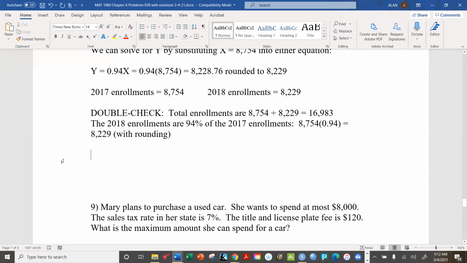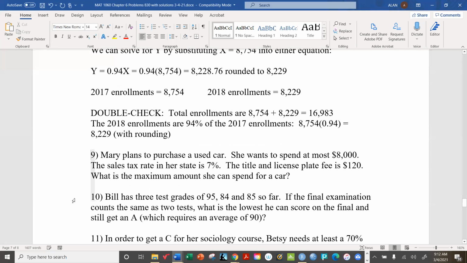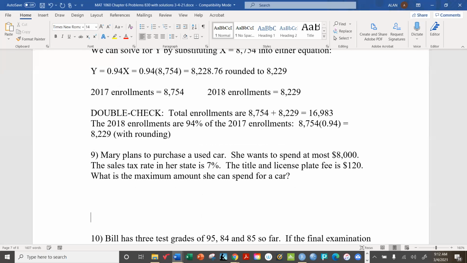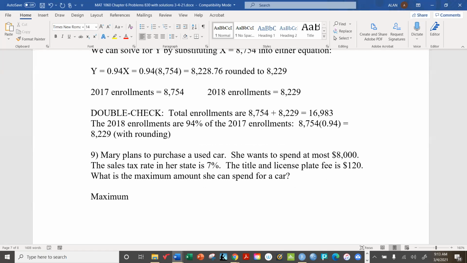All right, now Mary plans to, here we go. Mary plans to buy a used car. She wants to spend at most $8,000. The sales tax is 7%. There's also a license and title fee of $120, regardless of how expensive the car is. What's the maximum amount she can spend for the car?